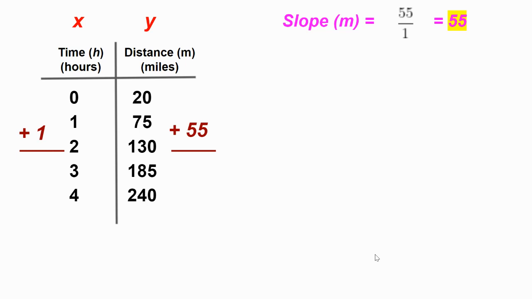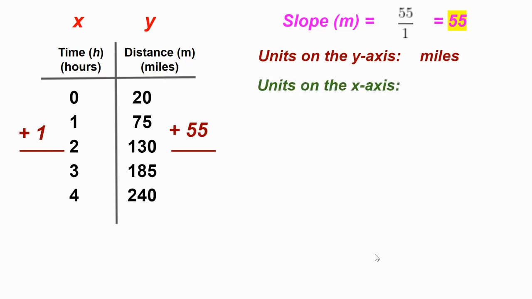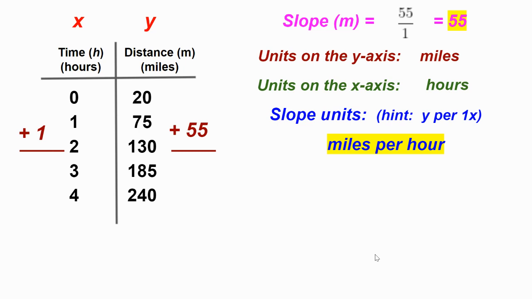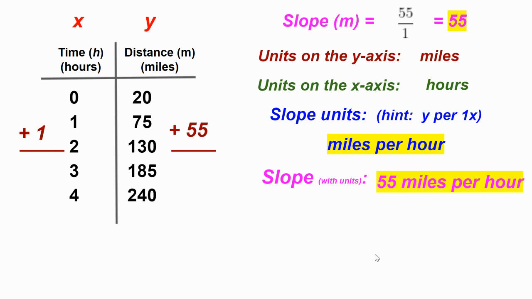Okay, so now let's go back and review those units. Remember, units on the y-axis. Look what we got: miles, distances in miles. Those are our units. What are our units on the x? We got hours. So we have miles for the y and hours for the x. Remember that we're doing our slope units now, y per 1x. So we have miles per hour, which means put it together with the slope, 55, and the miles per hour. We have slope with the units as 55 miles per hour. So this person, this car, this train, whatever it is, is going 55 miles per hour.